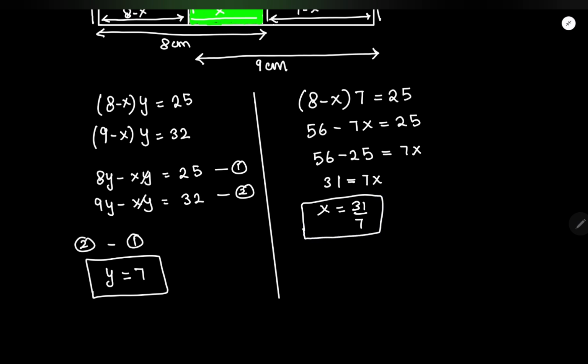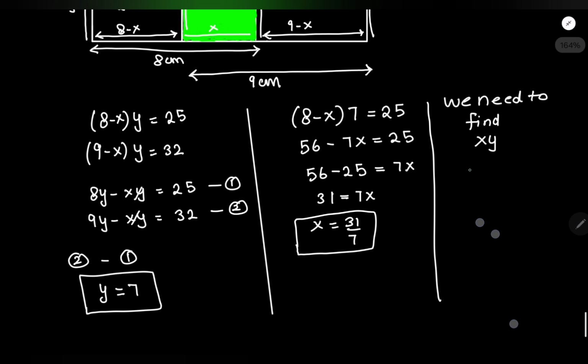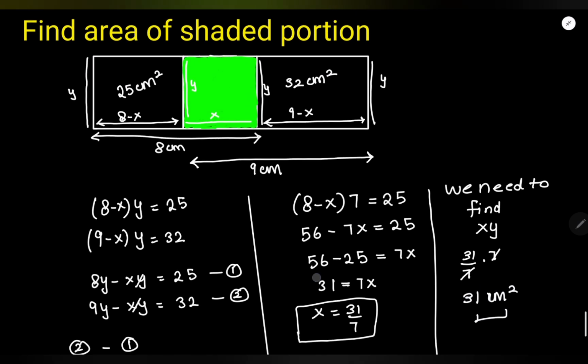Now you have got x and y both and you need to find, what do we need to find? xy, because the area of this shaded portion is xy, length times breadth. So xy is 31 by 7 times y, which is 7. I cancel this out. The area is 31 centimeter square. And this is our answer. So the area is 31 centimeter square.